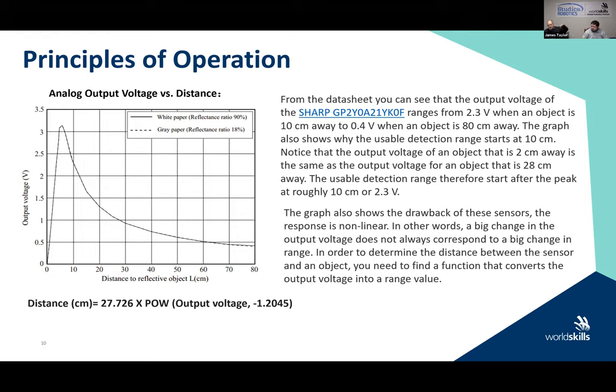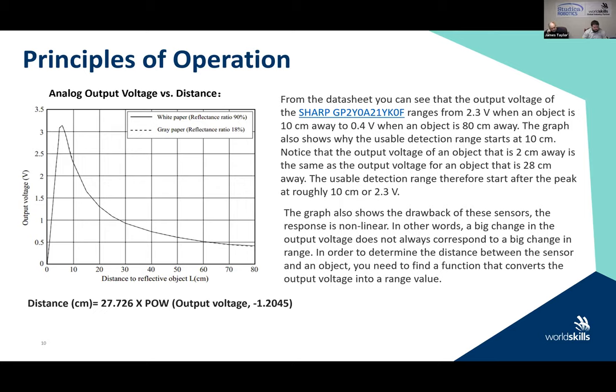Because what we can't do is put a curve fit on there in order to make that work. The usable detection range generally starts about 10 centimeters, which for voltage reading is usually around 2.3 volts with this sensor. You'll also notice the response is nonlinear. As you change the voltage, it's not completely linear for the distance to the reflective object. So we have to use a function with the sensor to convert the output voltage into a range.